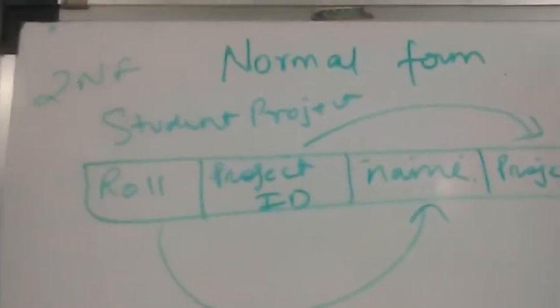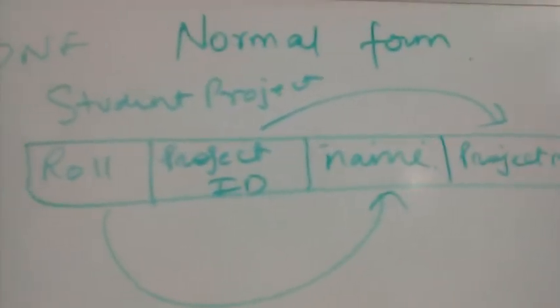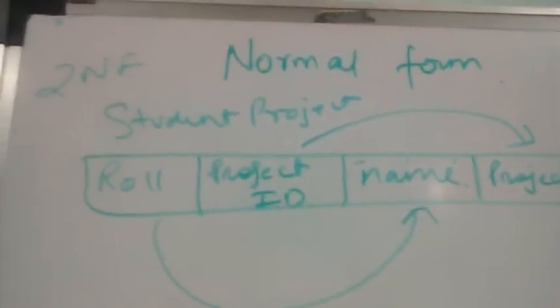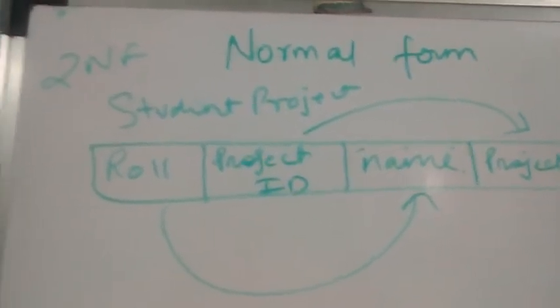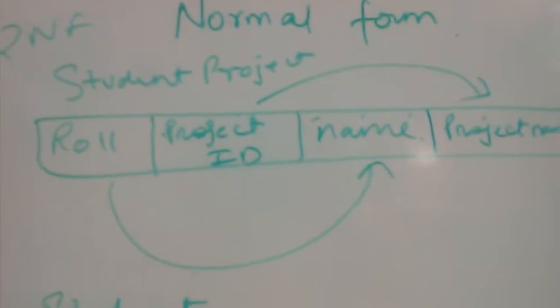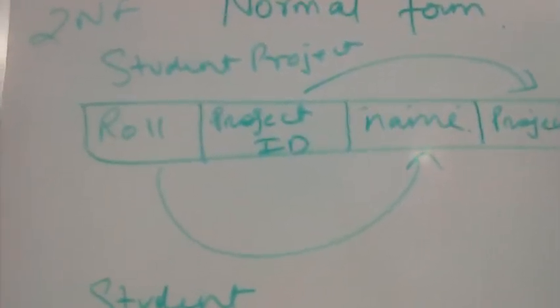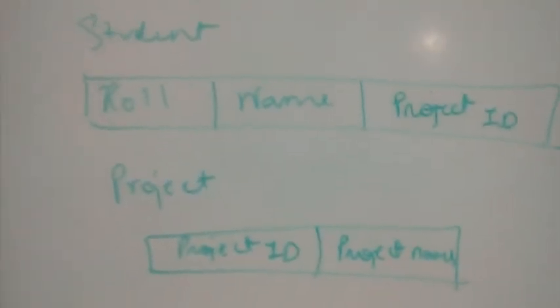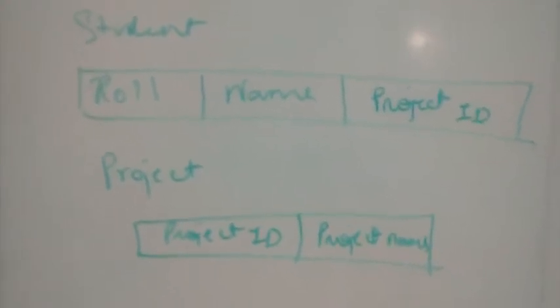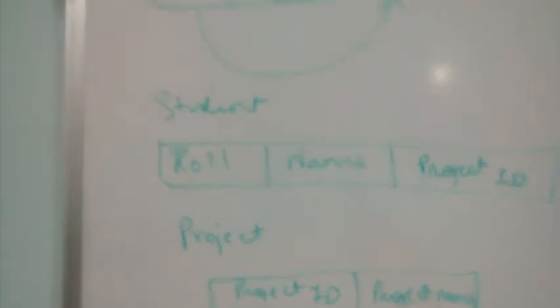For a table to be in second normal form, it should be in first normal form, and this thing, the dependency on multiple attributes, is not allowed. Here the prime attribute is roll, and project ID is not a prime attribute. To avoid this situation, we are splitting the table into two parts. The first table is student, and the second table is project ID. By doing this, we are avoiding the situation which is here.